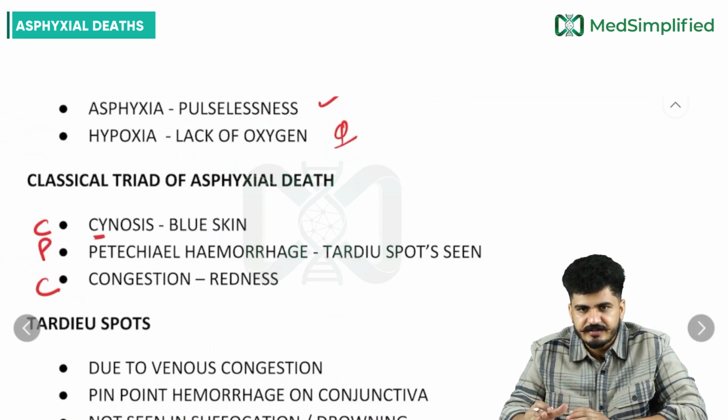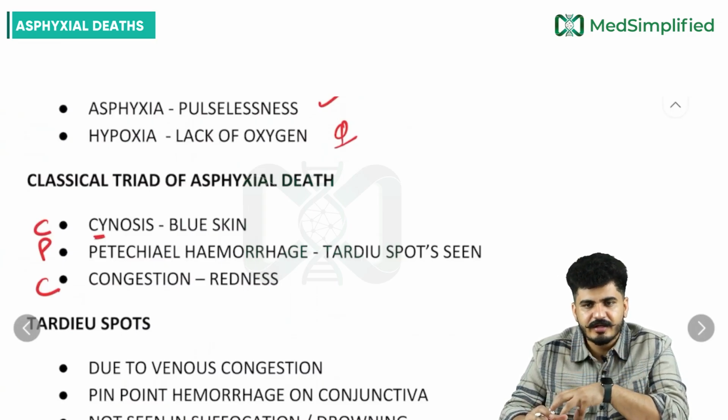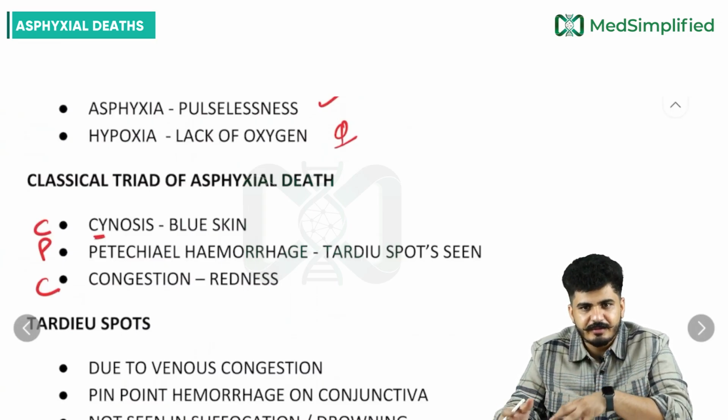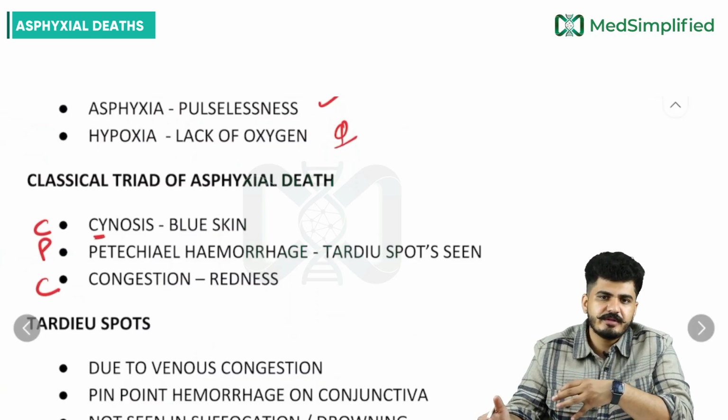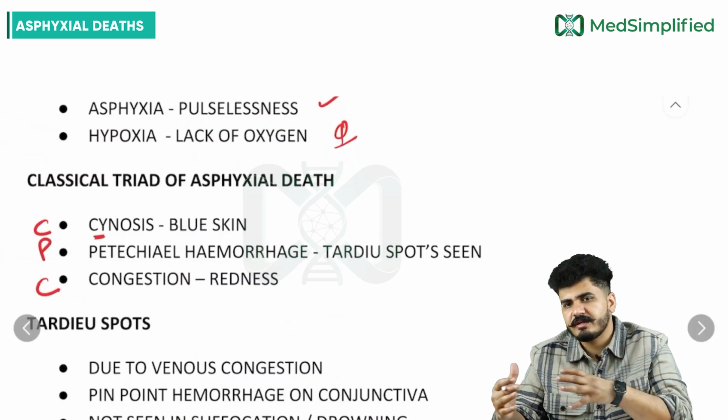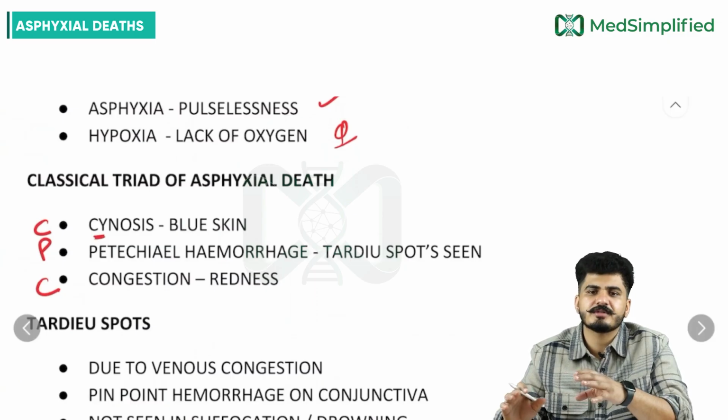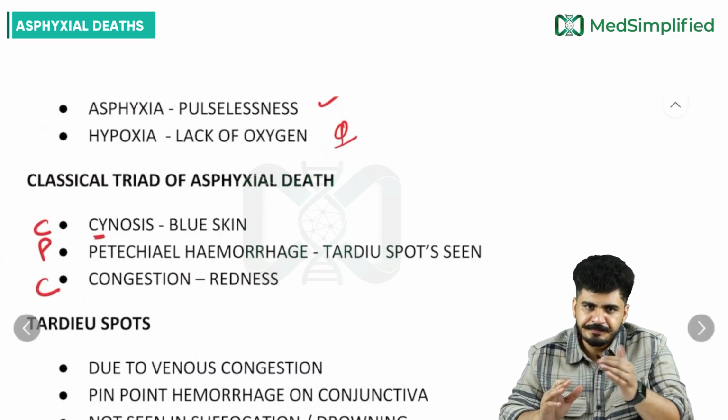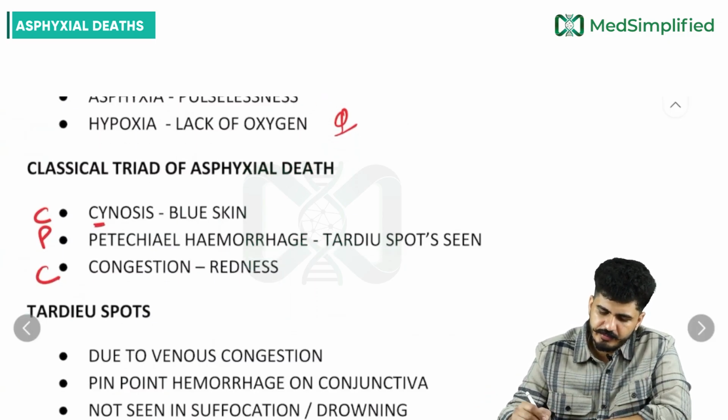If there is asphyxia, if airways are blocked, my dear friends, because of the blockage of the airways, the pulses will go down, because circulatory failure will also happen. Cyanosis, there will be blue skin, my dear friends.